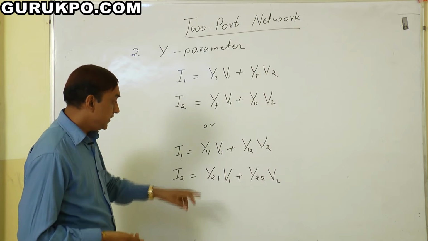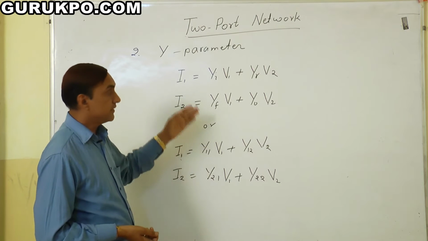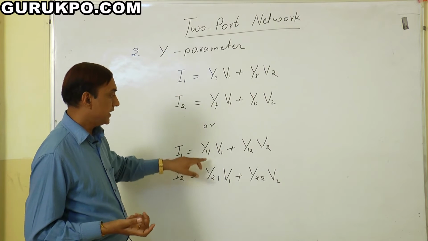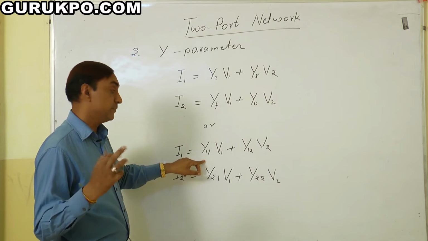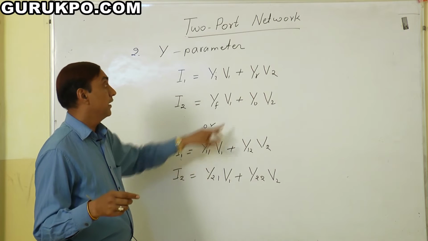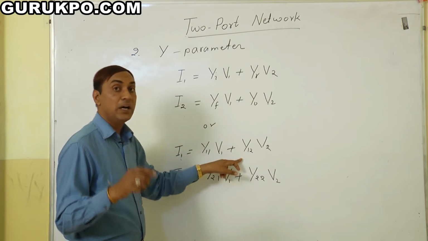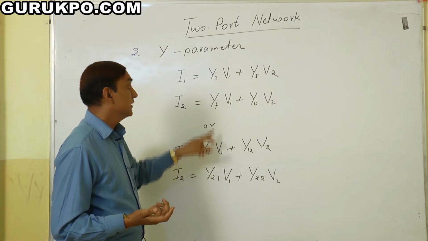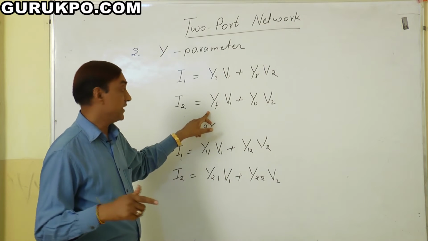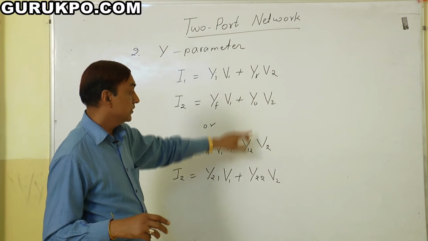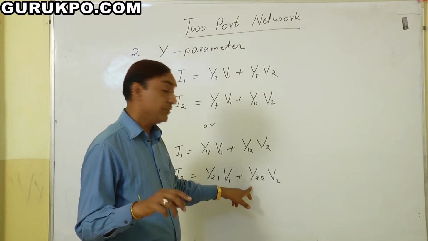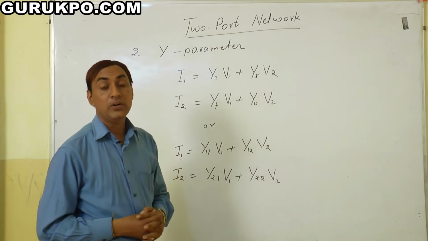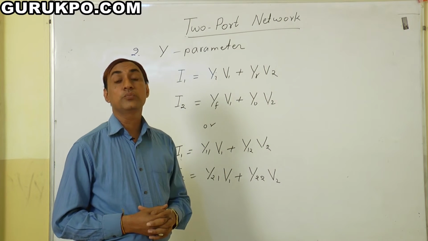V2. These parameters are the same: Yi on the input side, so we write it in symmetric form as Y11, and Yr as Y12 on the other side. Y21 is Y forward on the input side, and Yo is on the output side, so we call it Y22. These are the Y parameters, or admittance parameters, of the two-port network.